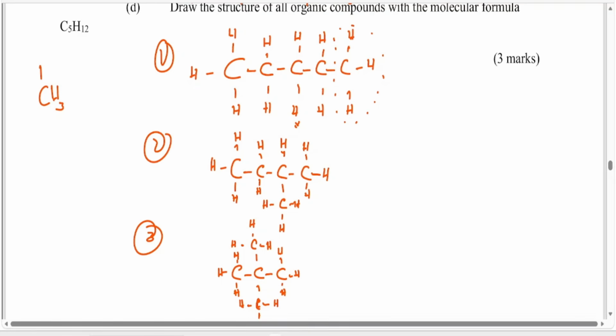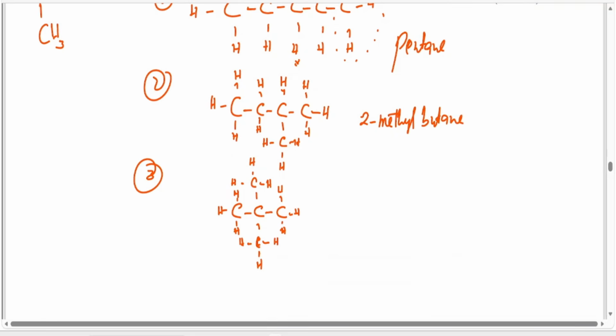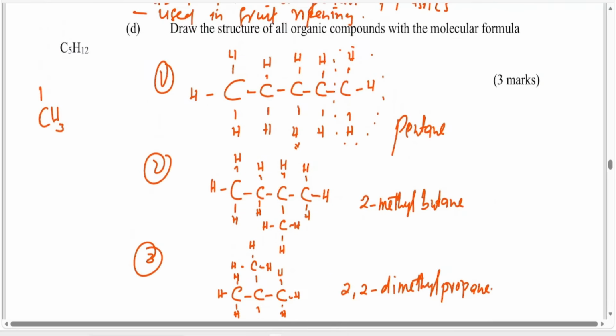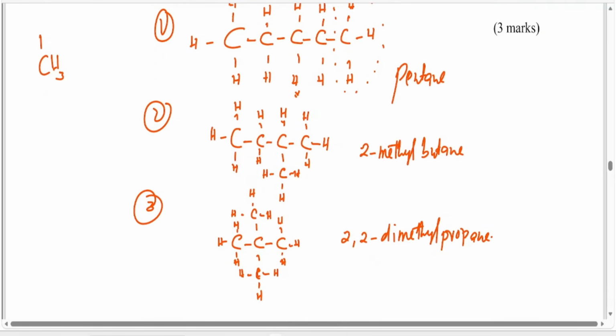This is pentane, the first isomer. The second isomer is 2-methyl butane. The third isomer is 2,2-dimethyl propane. So this gives you 3 marks, 1 mark in each case.